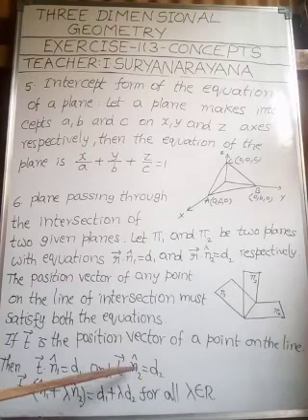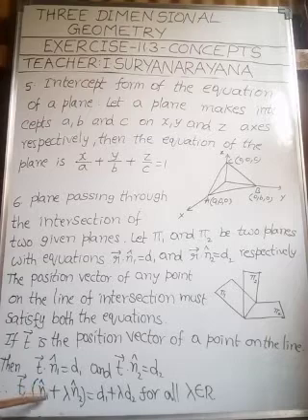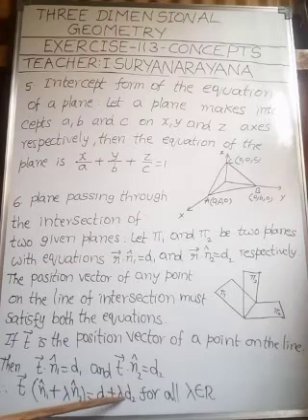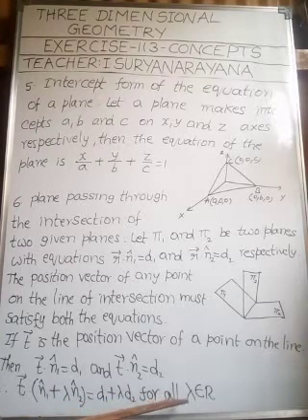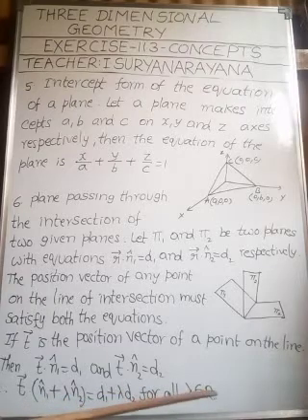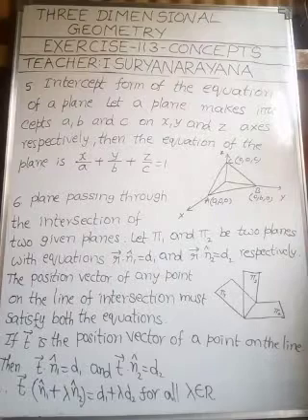Right. From these two equations, we can derive r bar dot (n1 cap plus lambda n2 cap) is equal to d1 plus lambda d2 for all real values of lambda. This is the equation of the plane passing through the intersection of the two given planes. Okay, my children, understood this point? Right.